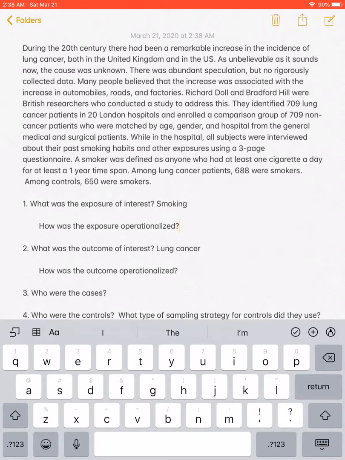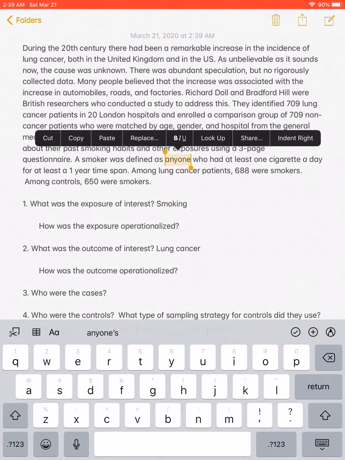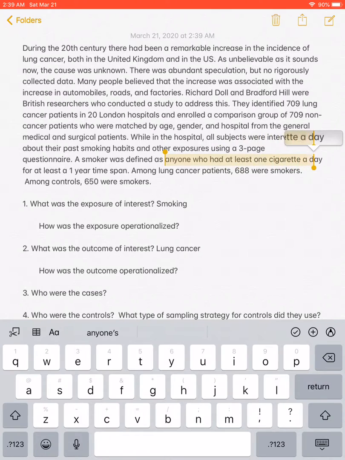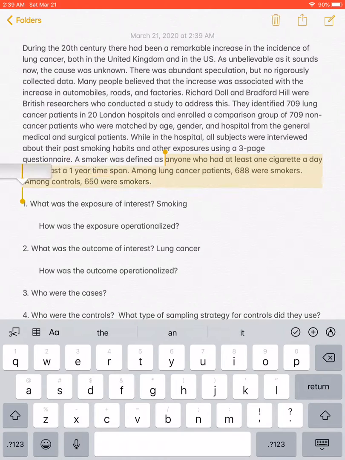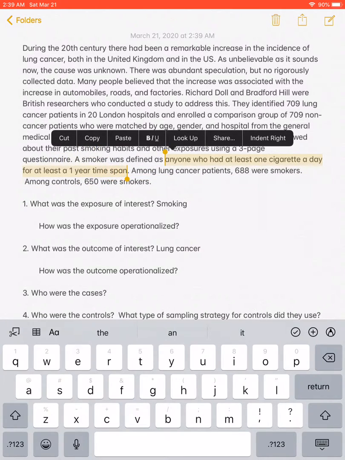Now, when we talked about the operationalization of something, it means how do you take the idea of smoking and make it measurable? Is it anyone who's ever smoked in their life? Is it someone who only smokes 1 pack a day? How do they determine what is and is not a smoker? And in this study, it said a smoker was defined as anyone who had at least 1 cigarette a day for at least a 1-year span, right? So this is how they operationally defined whether or not you were a smoker.